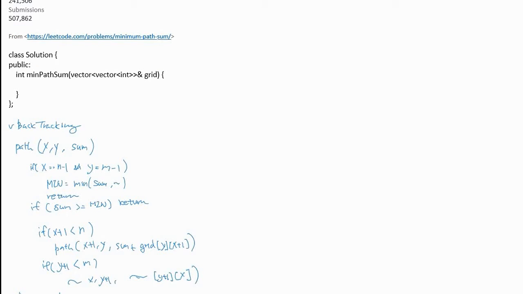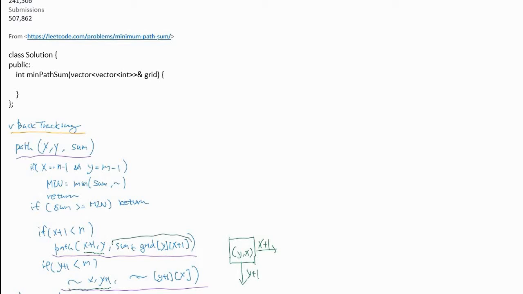First solution is backtracking. A path function with x, y, sum as parameters. Path is a recursive function. It's called for x plus 1, y. It's also called x, y plus 1. This means that at a certain point, it can move to the right side and also move to the downside. And the current summation is added with the next grid value of the direction.